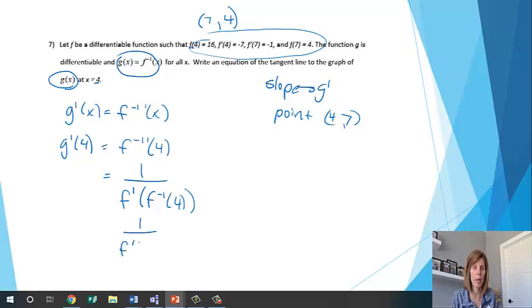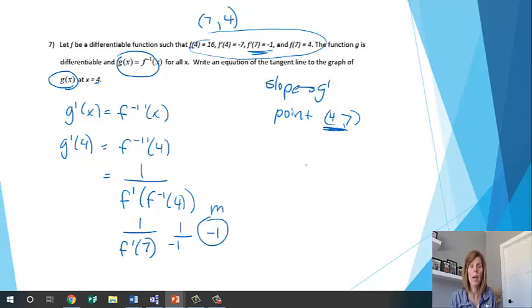So we have 1 over f prime of 7. Now I need to know f prime of 7, and very nicely, they told me that f prime of 7 was equal to negative 1. So this is now 1 divided by negative 1, which is negative 1. What did that find for us? It found us the slope.